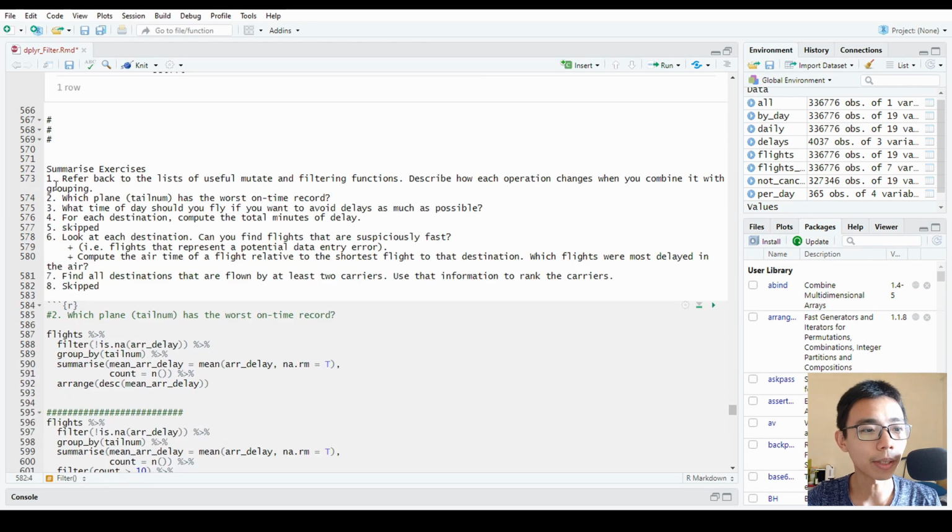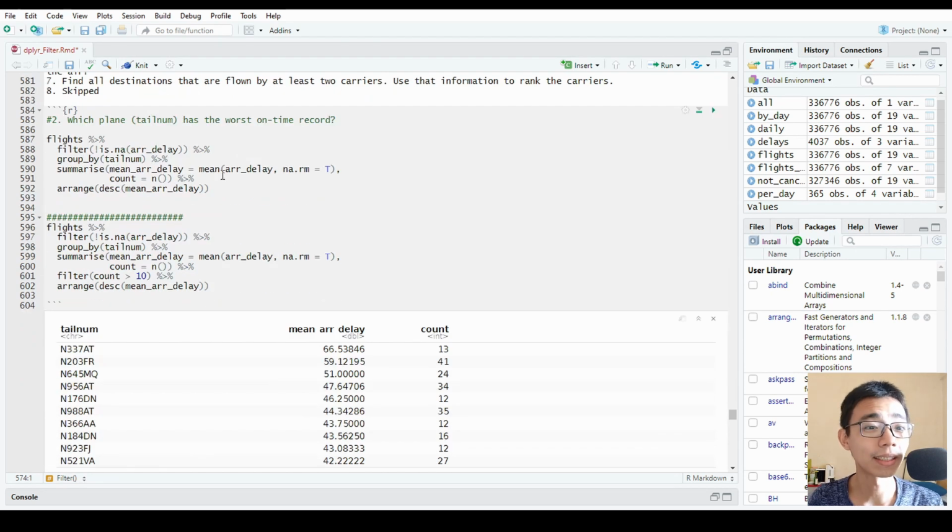So the first question refers back to the list of useful mutate and filtering functions. Describe how each operation changes when you combine it with grouping. In grouping for a summary, they actually separate the overall data frame into subclusters first before you summarize the total data frame. I'm not going to do it here, but I hope that you at home would try adding another group by line into the mutate and filtering functions above and see what happens. I would say that's the best way to understand how a certain sequence works. For now, let's go to our second question.